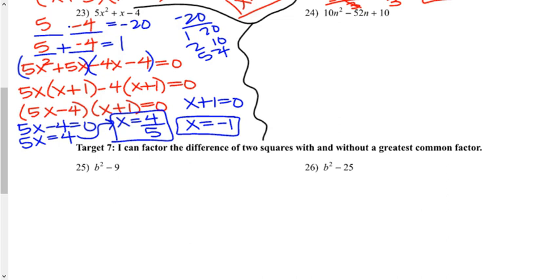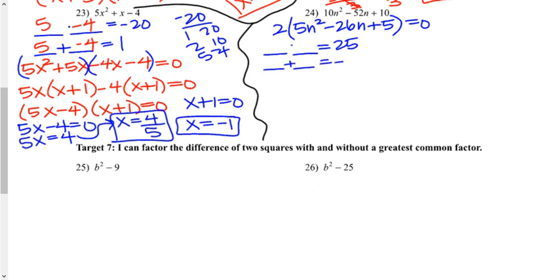All right, and then finally, 10n squared minus 52n plus 10. I'm going to go ahead and pull out a GCF of 2. I'm left with 5n squared minus 26n plus 5. So I'm looking for two numbers multiplied together to give me a times c, which is now 25. My new a is 5, my new b is negative 26, and my new c is 5. And then what adds together to give me negative 26? Well, factors of 25 that will give me negative 26.